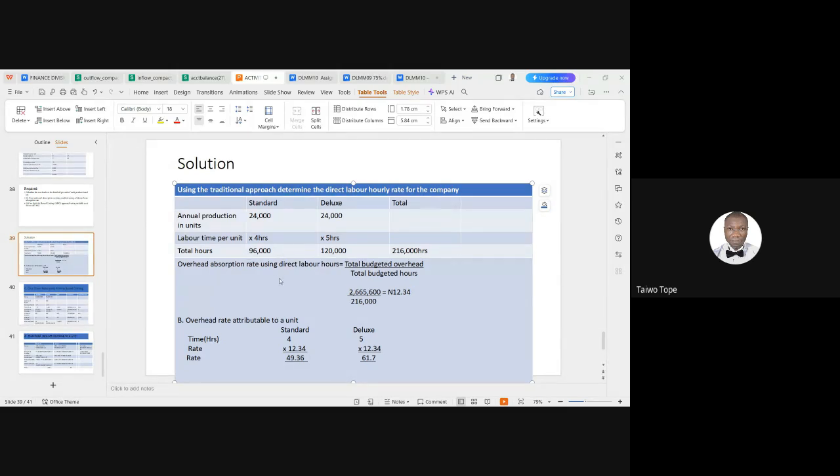5 hours. This is the rate per unit. So 5 multiplied by 12.34, rate per hour rather, you have 61.7. So that is the overhead rate attributable to a unit cost based on hours. I don't know if this is clear. Very clear, sir. So any other concern?